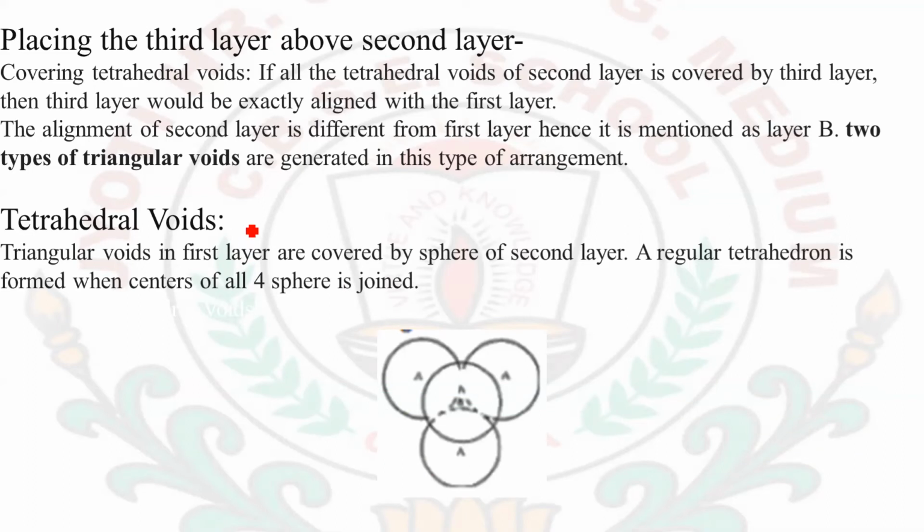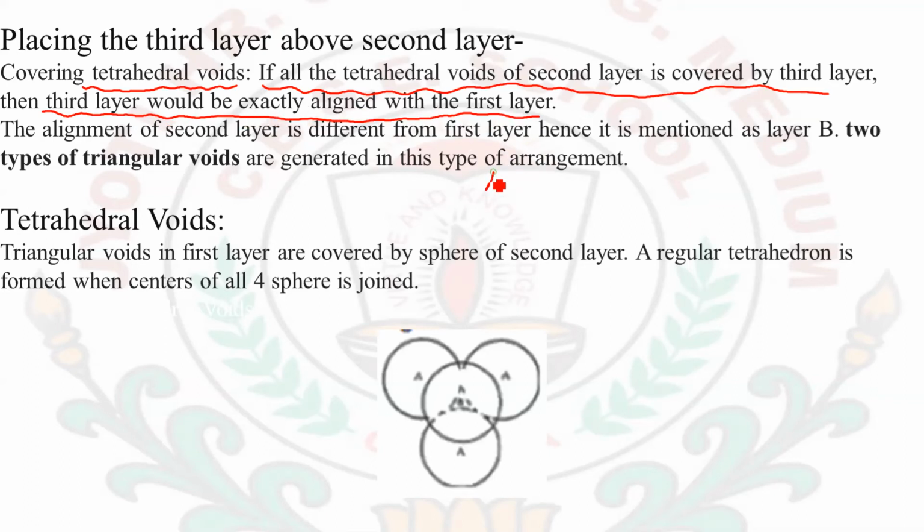placing the third layer above the second layer. If we place the third layer above the second layer, how will the covering of the tetrahedral void be seen? If all the tetrahedral voids of the second layer are covered by the third layer, then the third layer would be exactly aligned with the first layer. When the third layer is placed and all the tetrahedral voids of the second layer are covered by it, the third layer would be exactly aligned with the first layer.